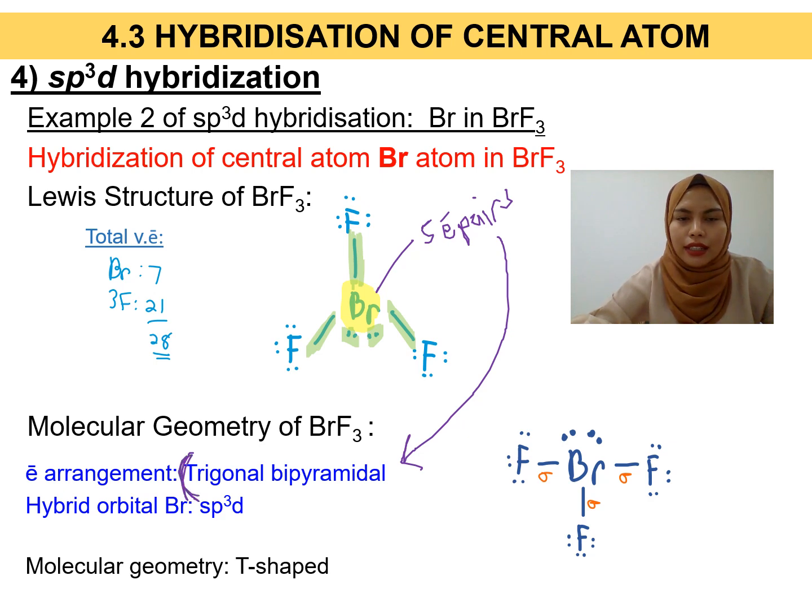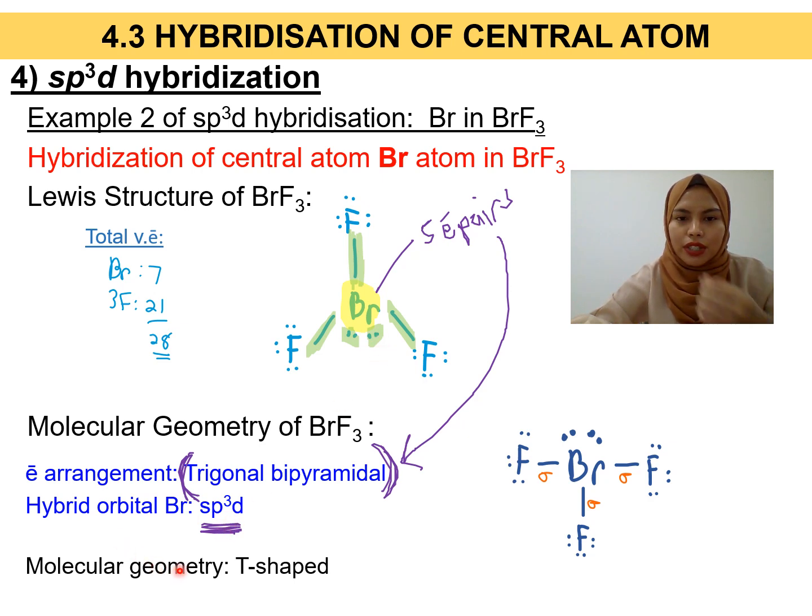So for any molecule yang ada electron arrangement of trigonal bipyramidal, therefore the central atom dia akan ada hybridization of sp3d. Okay, so Br ni akan ada type of hybridization dia sp3d.